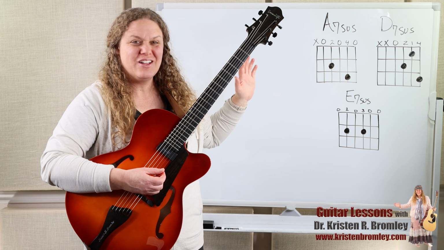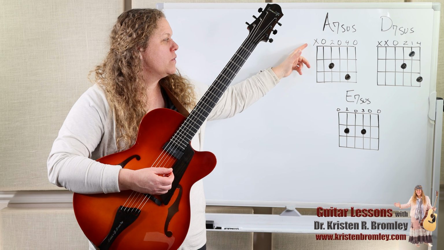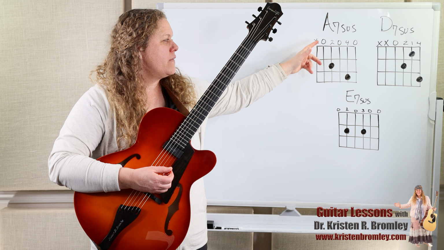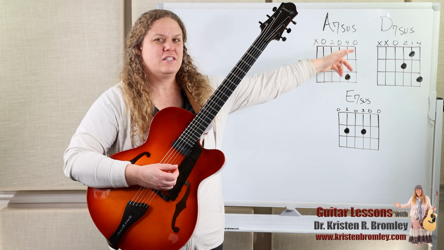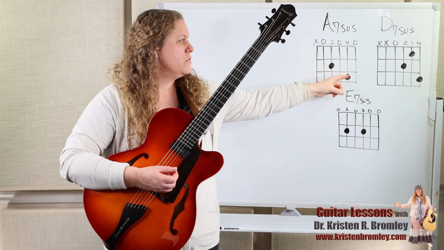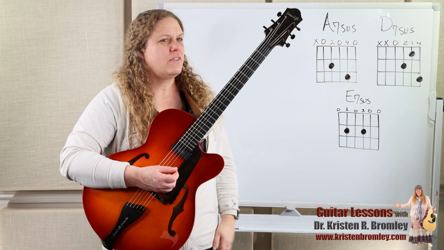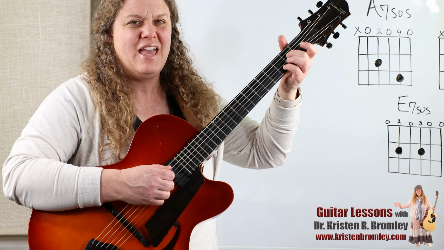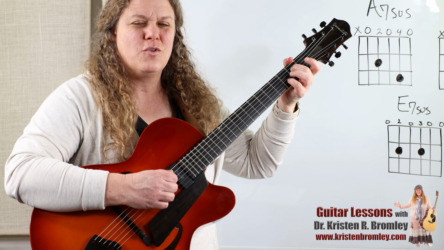Alright, so taking a look at A7sus4. We don't play that low 6th string. We're going to have the open 5th, 3rd, and top strings, and then middle finger on that 2nd fret of the 4th string, and ring finger or pinky on that 3rd fret of the 2nd string, and we get A7sus4.